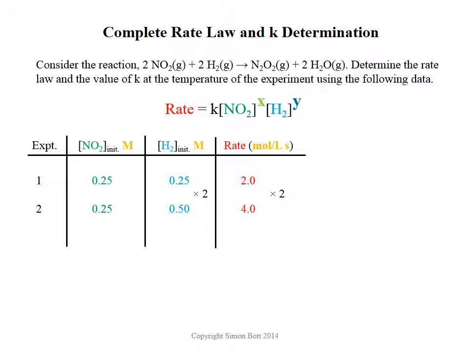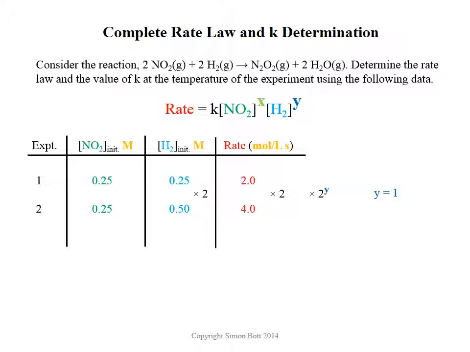Well, what we expect changing H2 to do is to change the rate. Changing H2 to the power of y would change the rate. So in other words, this is times 2 to the y. We doubled the H2, so doubling to the power of y should be the effect on the rate. Well, we doubled the rate, so therefore y equals 1. Okay, so we know what y is.